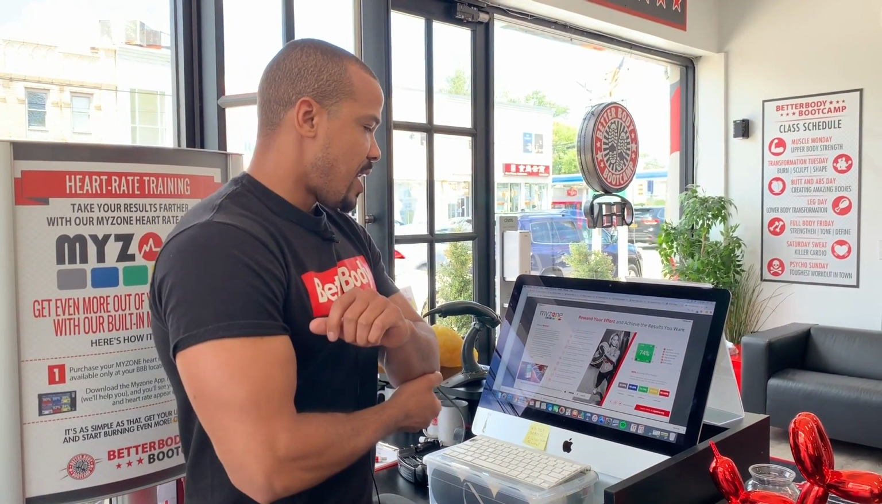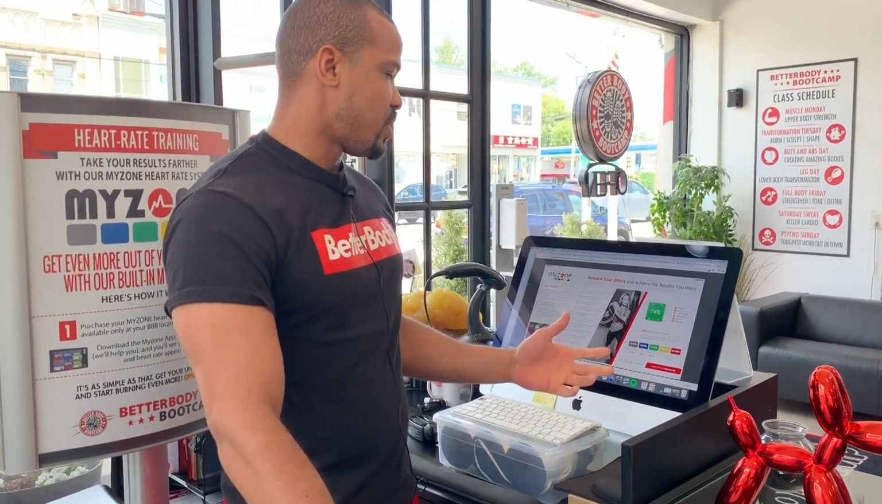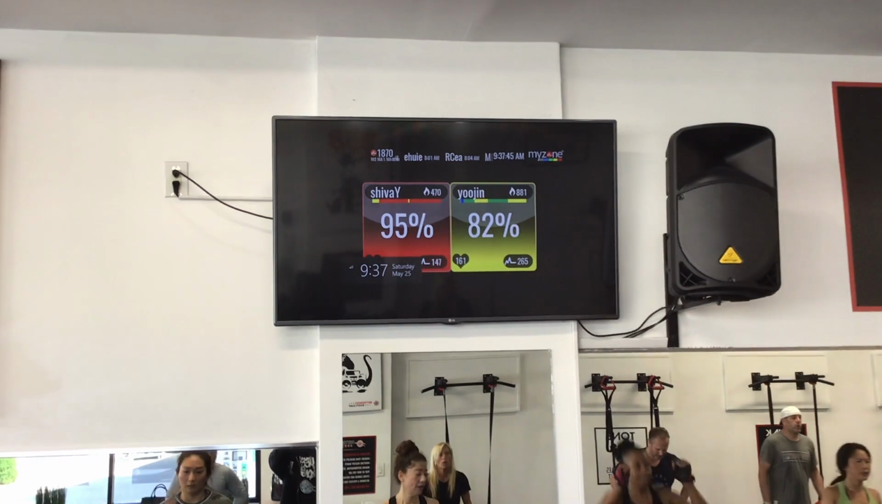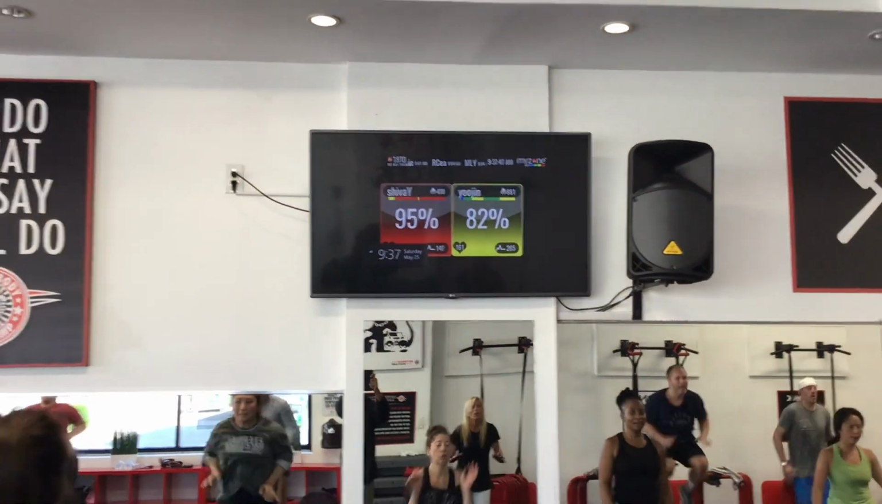And lastly, the total amount of MP points that it gives you. You're able to see that and put all that information together to better track your whole workout. This is why throughout the class, you might want to look up, see where you're at, and see if you can challenge yourself to get to the higher zone.